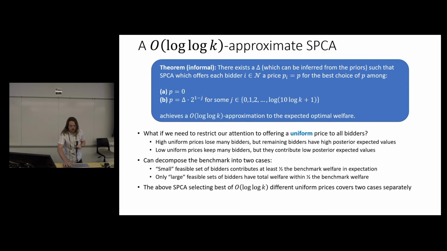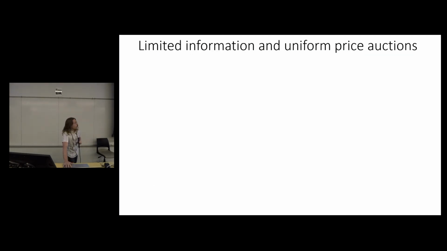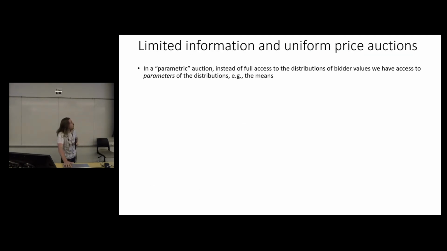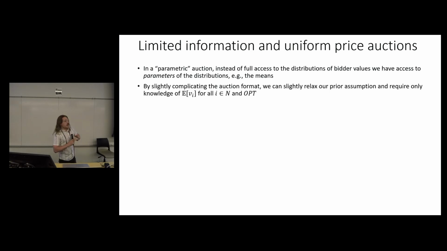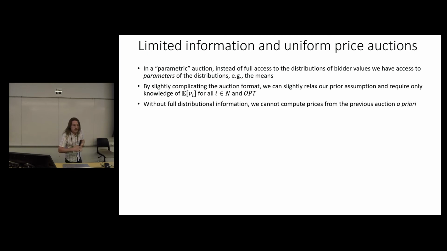So now I'm going to turn quickly to the limited information setting, which is in the literature on parametric auctions. By slightly complicating our auction format, we can slightly relax our prior assumption and assume we only need the expected value of each bidder and the benchmark. So how do we do this? Well, if we don't have the distribution, we can't compute that delta. So we need to do something more.